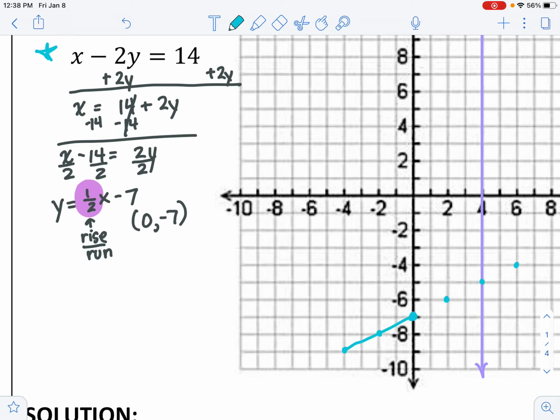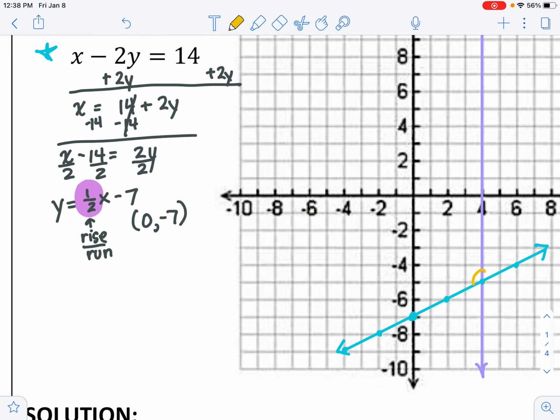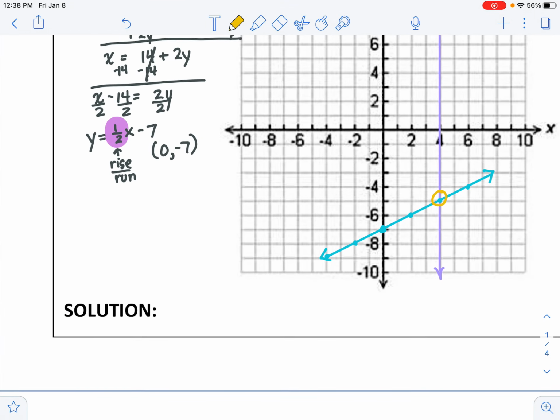So now draw a line through those points. Put your arrows on the end to show that it's a line, not a line segment. And then where they intersect, that is your solution. That is the point that is common to both of them, so it is the solution of your system. So this is the point (4, -5).